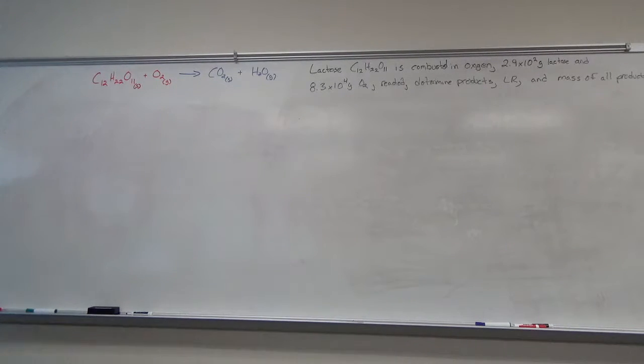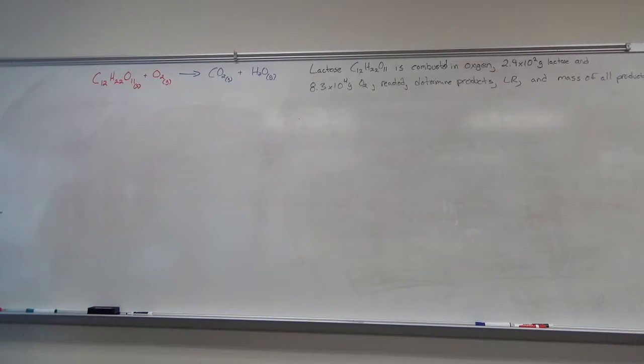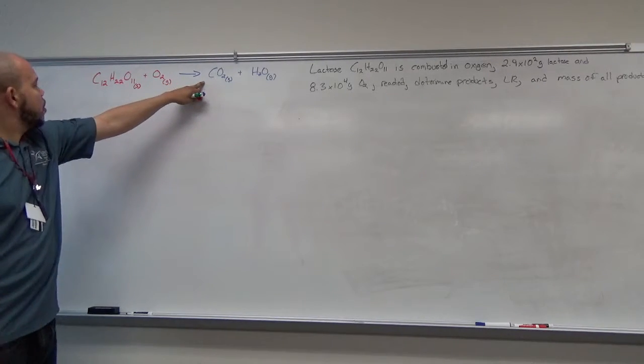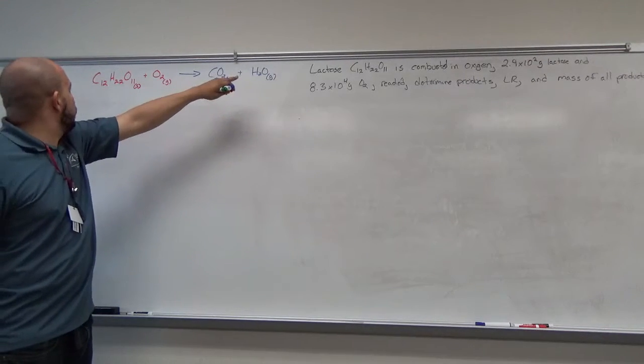So I actually might balance carbon first and see what that does for me. Double the lactose, put the double in front, and then put on the CO2. Well, if you double, you get 24, and 22.